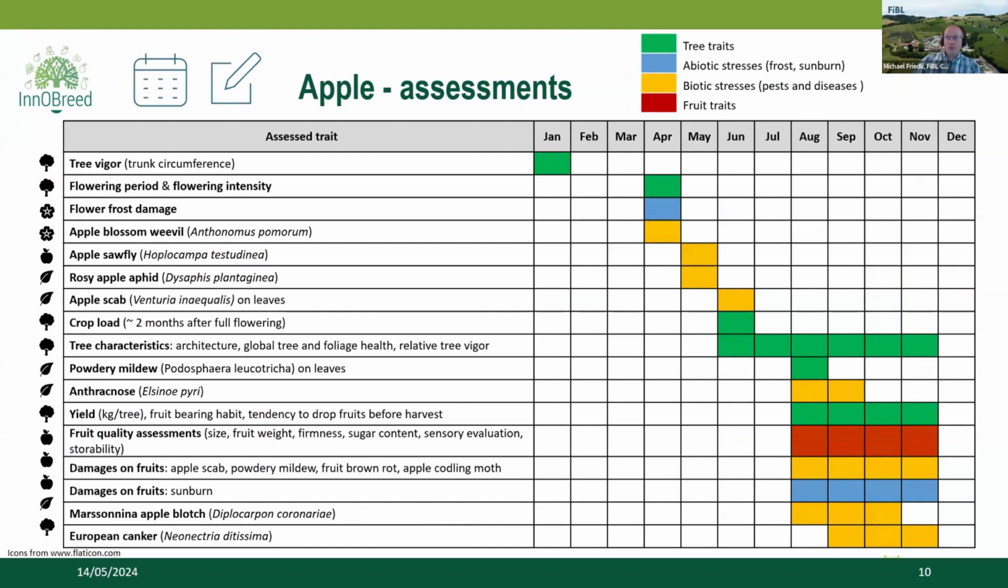So here on this table, you can see the different parameters that can be assessed in the apple variety testing. And you can see the coloring, so different traits. So we have some traits of the tree that we have to look at, but also some abiotic stress, like for example, frost or sunburn. Then also biotic stresses, pests and diseases, and then also different fruit traits. And you can see here throughout the year when it's more or less the best time to assess this.